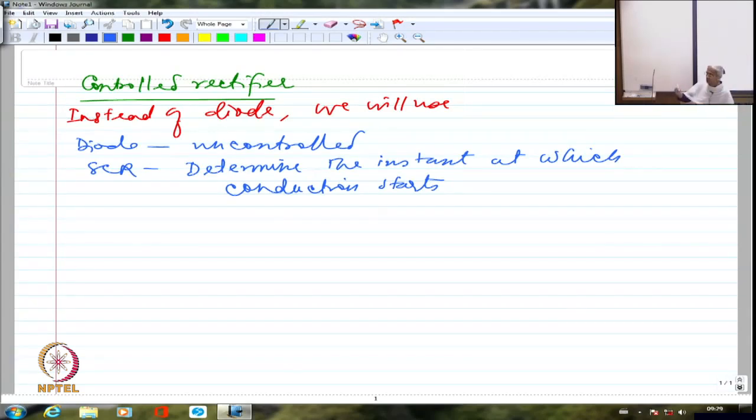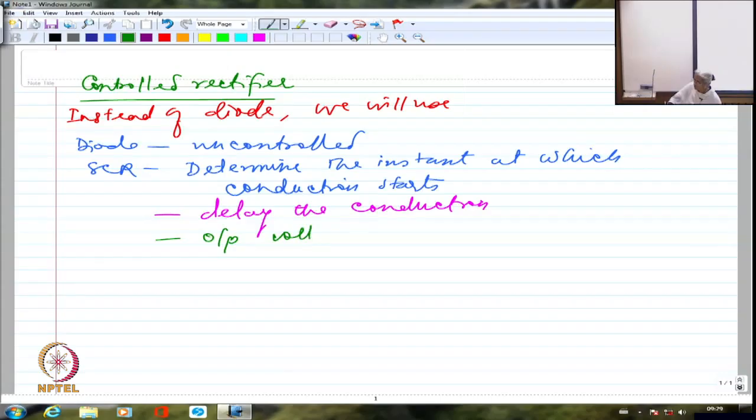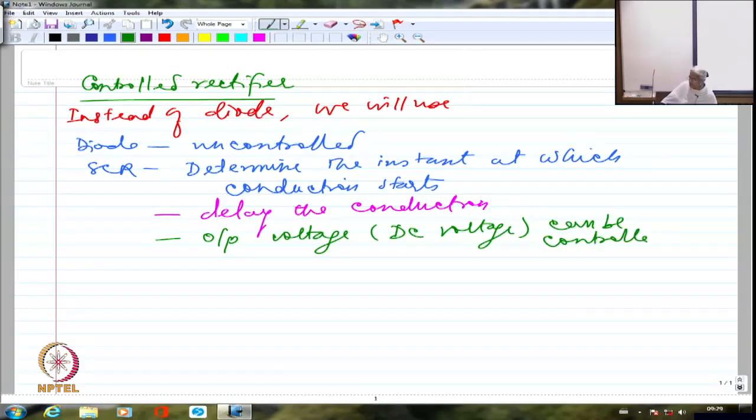So we would be able to delay the conduction, because of which the voltage will get varied. We are essentially intending to delay the conduction, so the output voltage can be controlled. Output voltage, what I mean is DC voltage, can be controlled. So in whichever application we require different values of voltages as per the requirement, controlled rectifiers could be used.